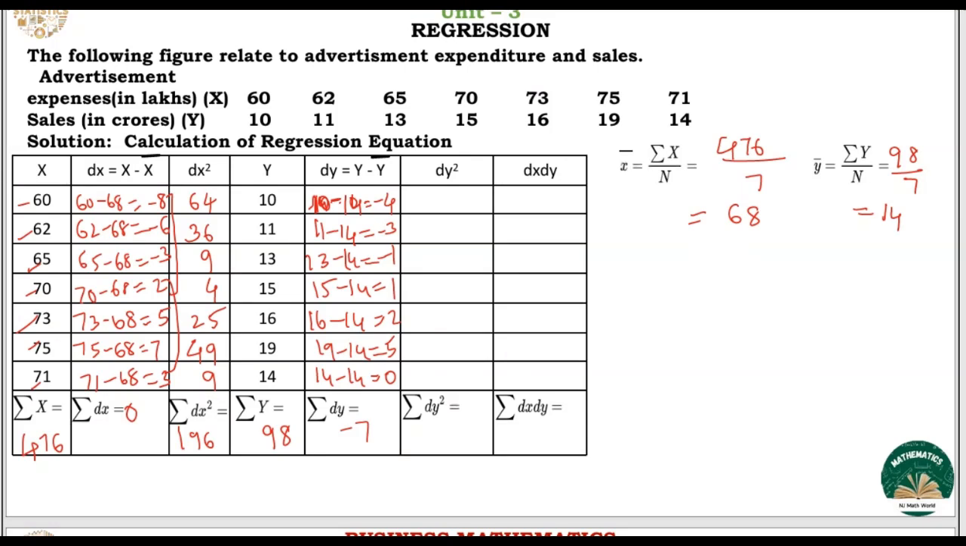Then dy square, squaring: 4 fours are 16, 3 threes are 9, 1 one is 1, 1 one is 1, 2 twos are 4, 5 fives are 25, 0 into 0 is 0. When you add these, you get 56.